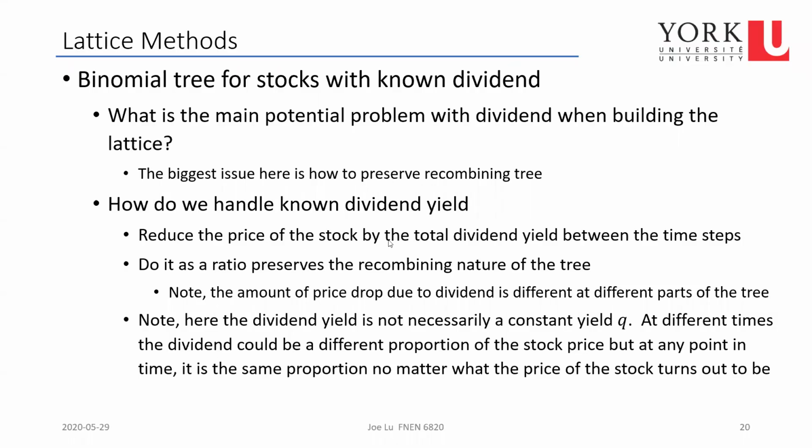If dividend is paid in such a way that it's paid with a known dividend yield, then what we can do is reduce the price of the stock by the total dividend yield between the time steps. And we can do it as a ratio. By doing it in such a way, we will still preserve the recombining tree.